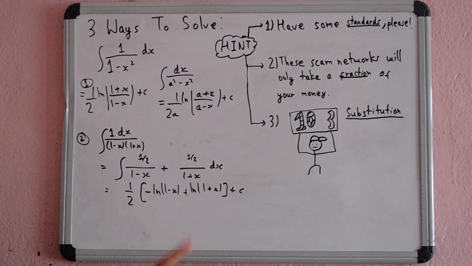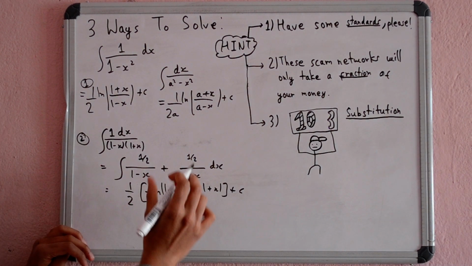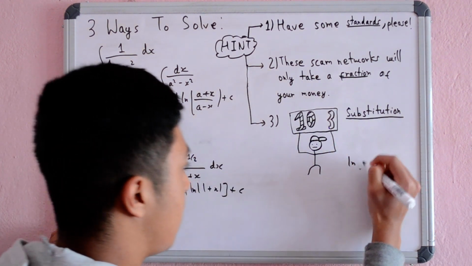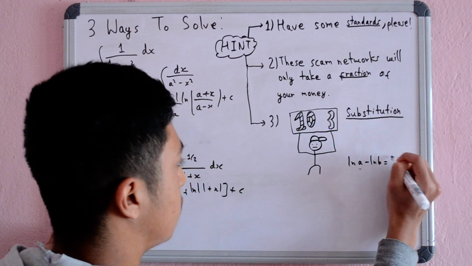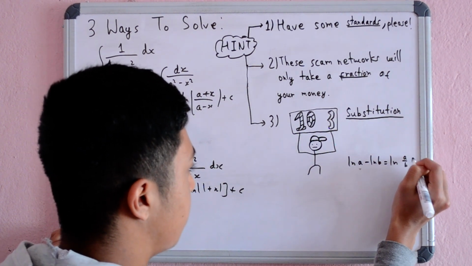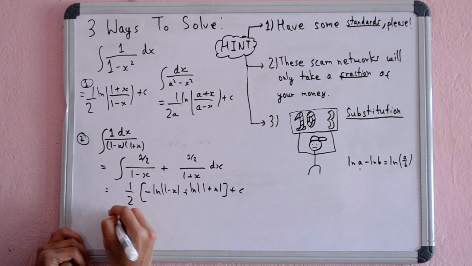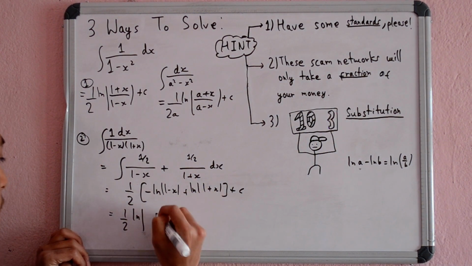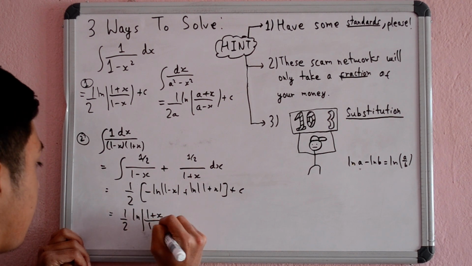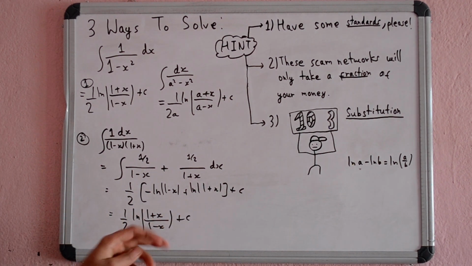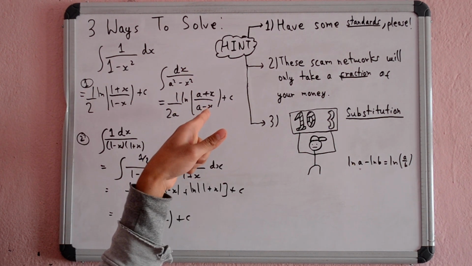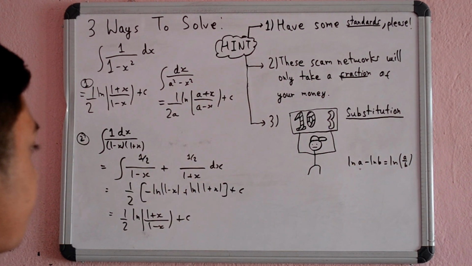And here you can use the log property, because you see we have a difference of two log naturals. So ln a minus ln b is equal to ln a by b. So this is 1 by 2, this minus that, so log natural of 1 plus x by 1 minus x plus c. So this is where that comes from. And you can also make a general proof for this standard formula by the partial fraction method as well.